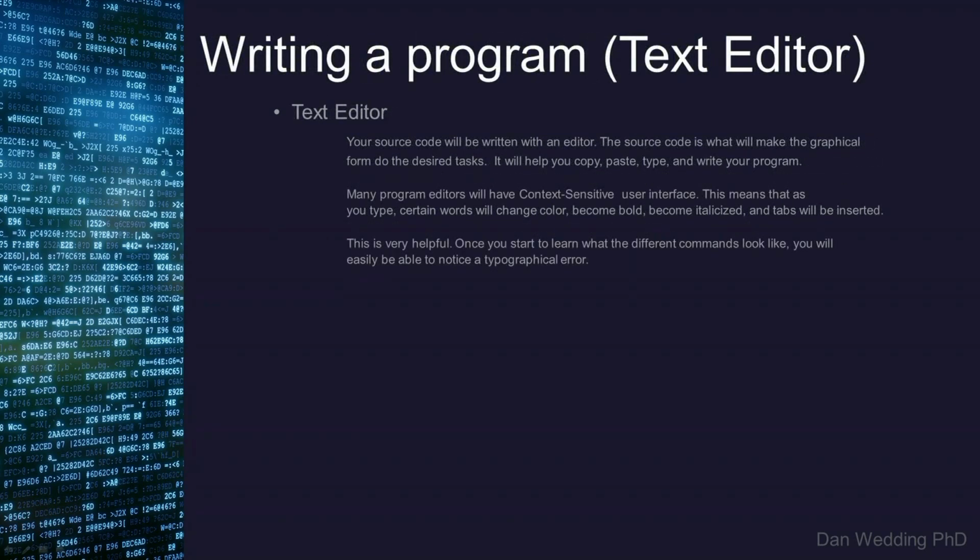Your source code will be written with an editor. The source code is what will make the graphical form do the desired tasks. It will help you copy, paste, type, and write your program. Many program editors will have context-sensitive user interfaces. This means that as you type, certain words will change color, become bold, become italicized, and the tabs will be inserted. This is very helpful. Once you start to learn what the different commands look like, you will easily be able to notice a typographical error.